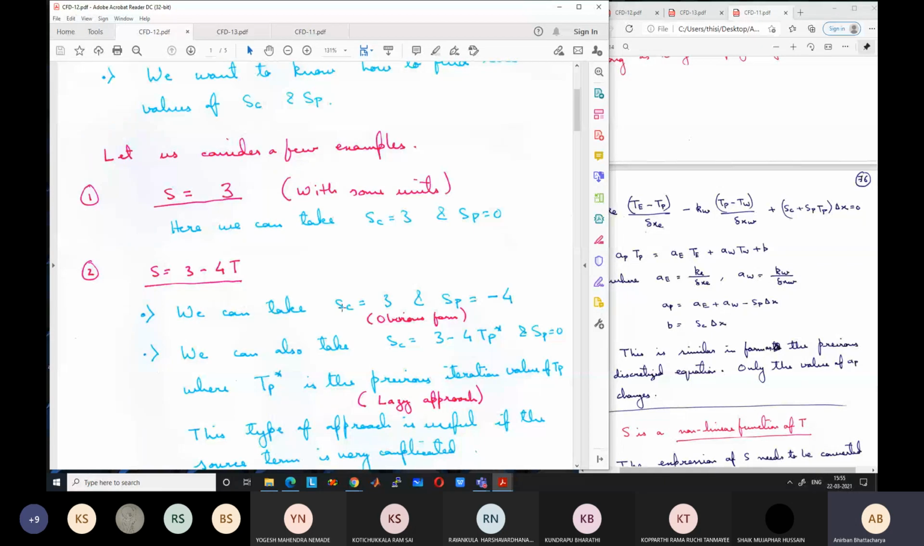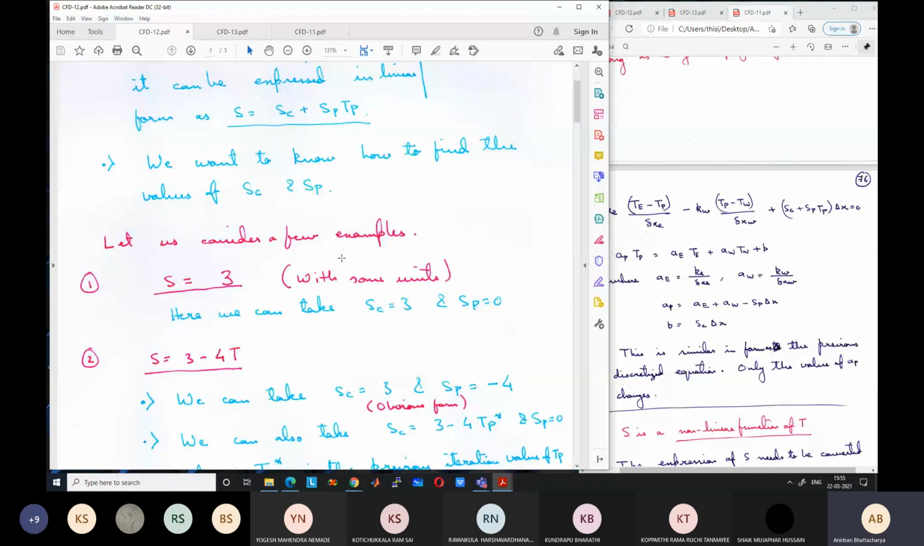Okay, then we will have the same type of equation. For the pth control volume, we will have 3 minus 4 Tp, because for the pth control volume T is Tp. So 3 minus 4 Tp. Okay, so I can take SC is equal to 3 and SP equal to -4, and this will satisfy our condition that SP is negative. So there is no issue with this.